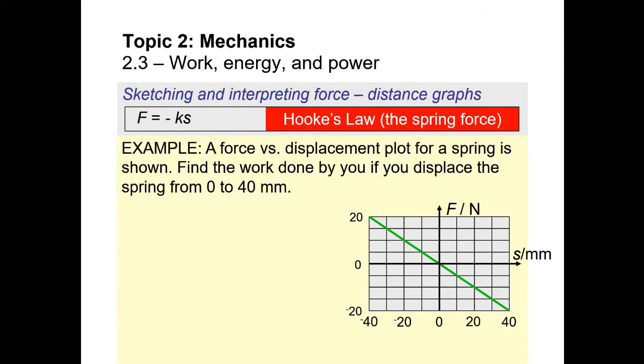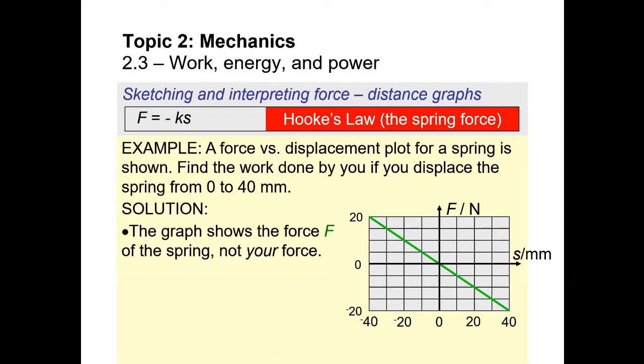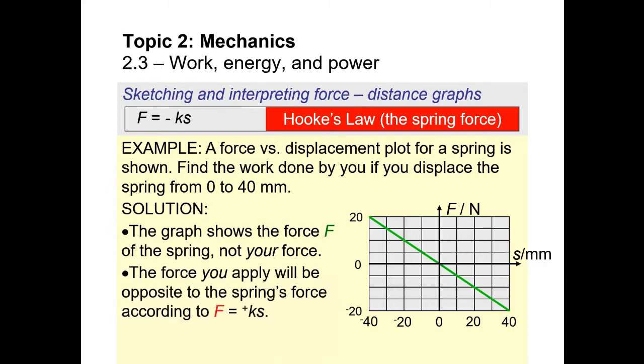Find the work done by you if you displace a spring from 0 to 40 millimeter. The graph shows the force of the spring, not your force. The force you apply will be opposite to the spring's force, according to F equals plus ks. F equals plus ks is plotted in red.